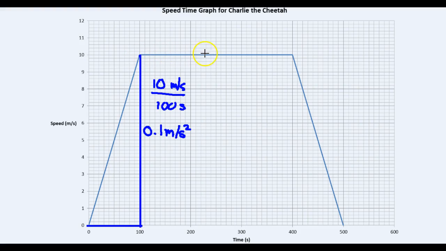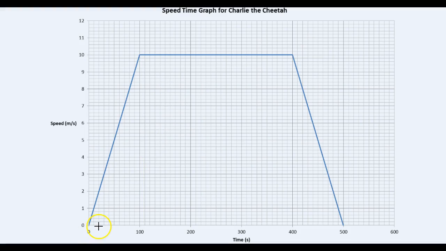What about this bit? Well, finally he got up to 10 meters per second, so he's having a nice little run. Maybe he saw a friend and wanted to catch him up, who knows. And so we can say at this point that he ran at 10 meters per second from 100 seconds to 400 seconds, and so we've got a horizontal line on our speed time graph, which means he was moving at a constant speed, in this case 10 meters per second.